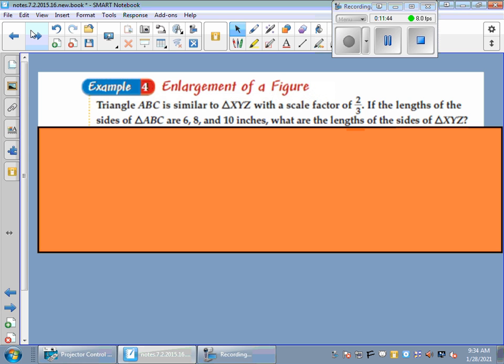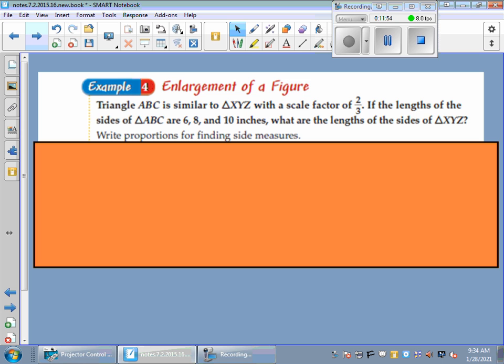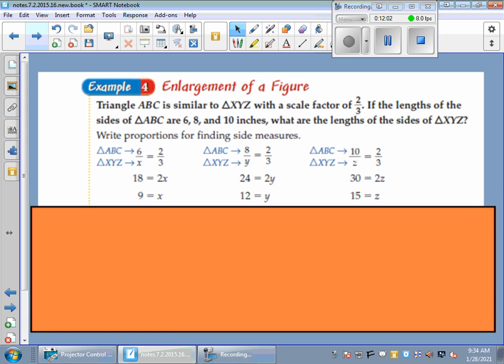So this one right here, they give us a triangle with a scale factor of 2 to 3. The lengths of the sides are 6, 8, and 10. What are the lengths of the sides? So we have to set up a proportion.